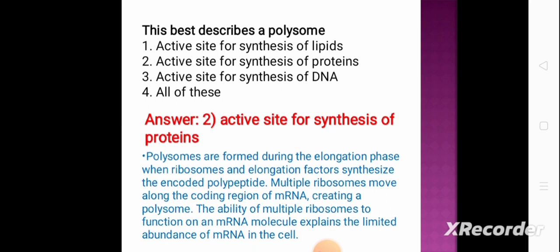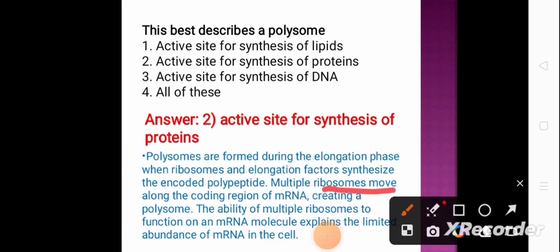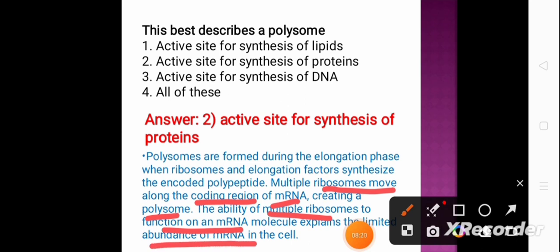Polysomes are formed during the elongation phase when ribosomes and elongation factors synthesize the encoded polypeptide. Multiple ribosomes move along the coding regions of the mRNA, creating a polysome. The ability of multiple ribosomes to function on an mRNA molecule explains the limited abundance of mRNA in the cells.